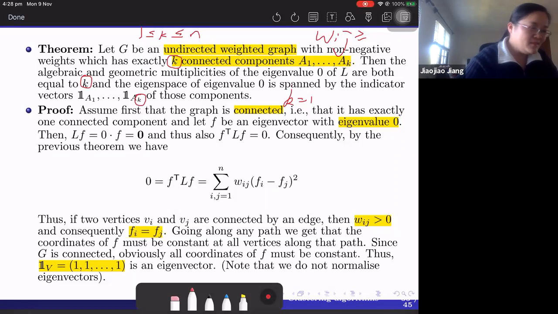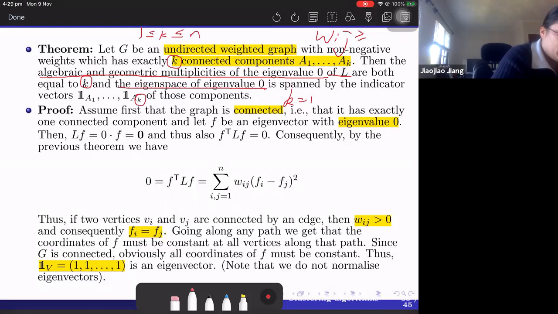Given this graph, the first result is that the algebraic and geometric multiplicities of the eigenvalue 0 of the corresponding Laplacian matrix L are both equal to K, where K is the number of connected components. And the eigenspace of the eigenvalue 0 is spanned by the indicator vectors 1A1 till 1AK. All right, now let's move on to the proof of this theorem.